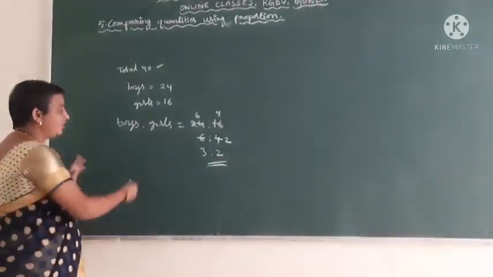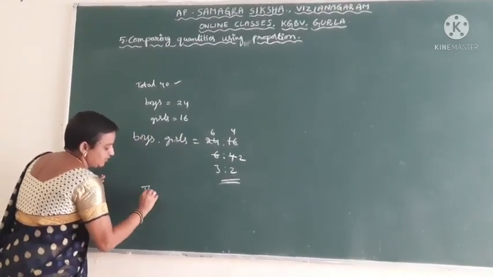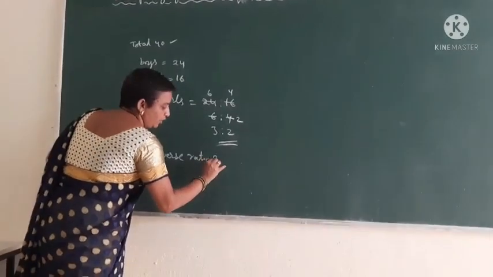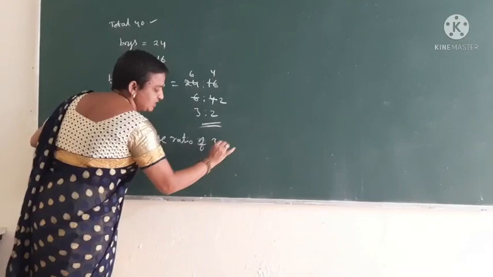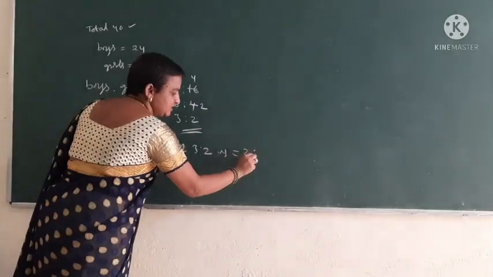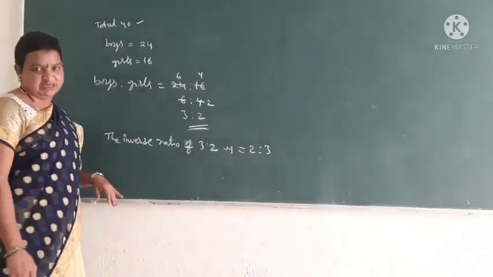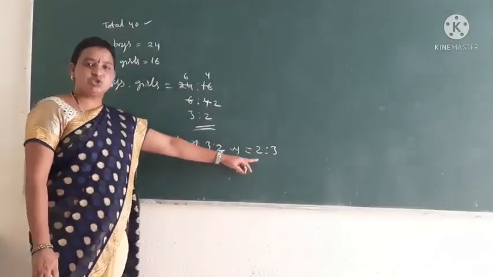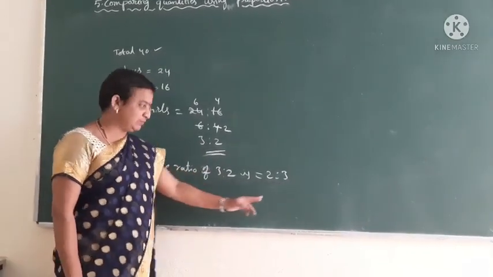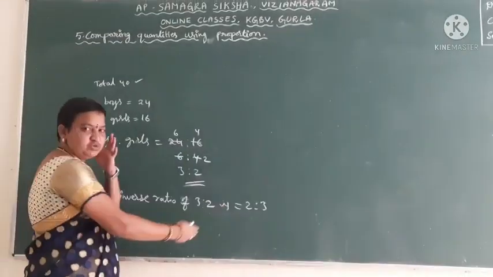The inverse ratio of this ratio: the inverse ratio of 3 is to 2, we have to take the reciprocal of the ratio. That means 2 is to 3. The inverse ratio of 3 is to 2 is 2 is to 3. That means the ratio of girls to boys is 2 is to 3.